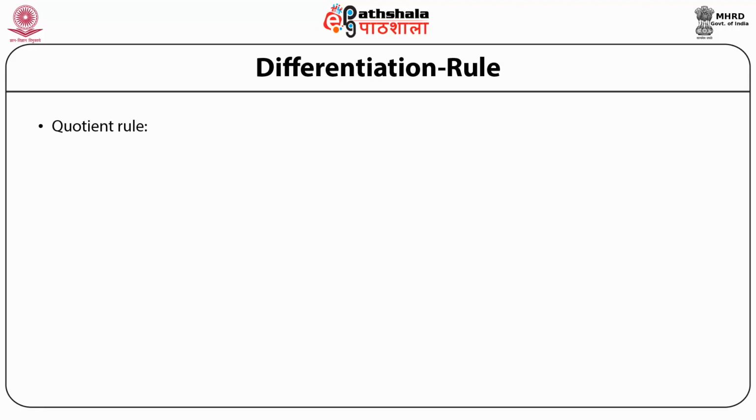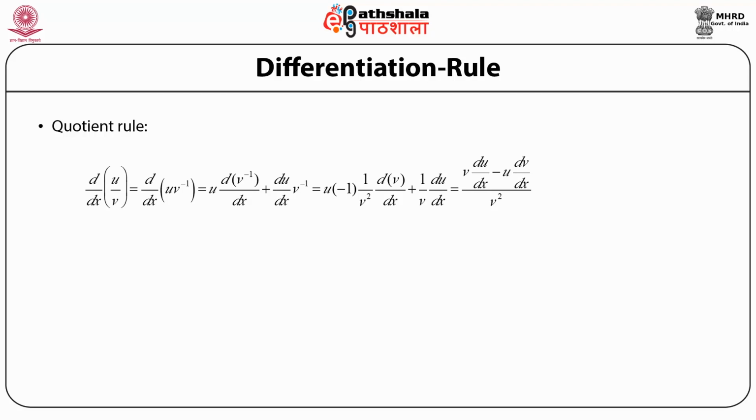What happens if we differentiate u over v? One way to write this is, we use the same product rule, convert v as v power minus 1. Then you know the rules: u times d over dx of v power minus 1, then you keep v power minus 1 constant and you differentiate u, du over dx. Then you can substitute and you will eventually get the formula: v times du over dx minus u times dv over dx, totally divided by v squared.